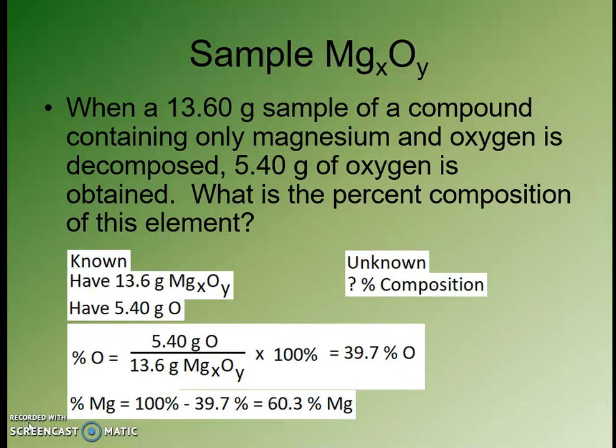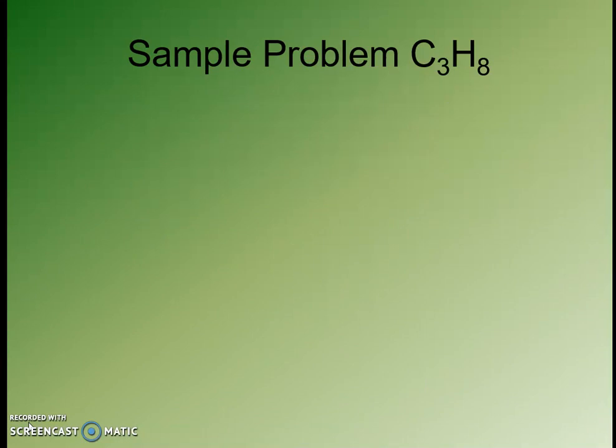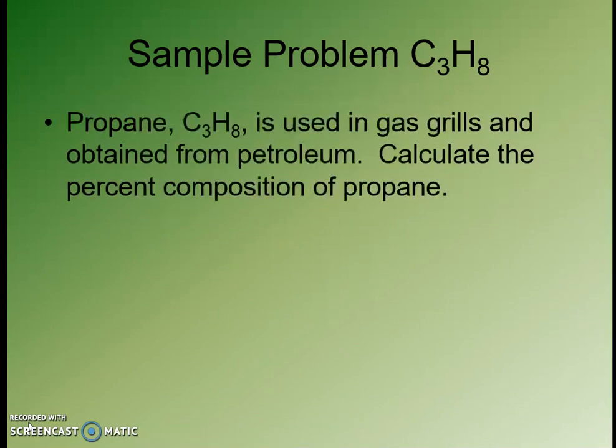However, oftentimes we don't have that kind of data. We can look though at the formula, the C3H8, the molecular formula for propane, and we can use that to now help us get to our percent composition. Because I know that ratio of 3 carbons to 8 hydrogens is always going to be constant. It's a fixed ratio no matter how much or how little propane I have.